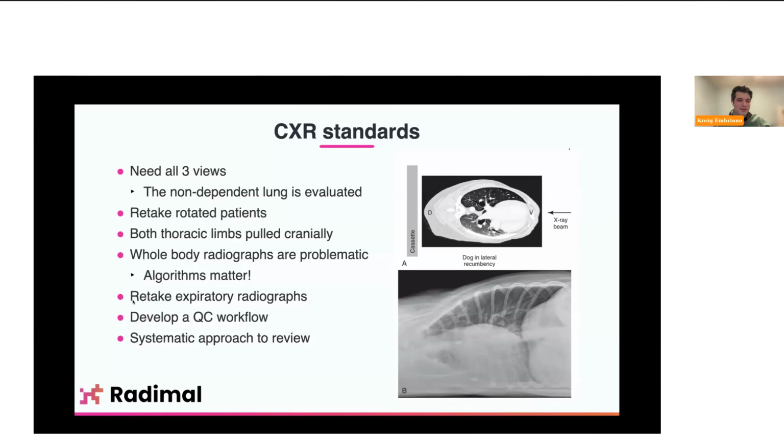Think about your workflow and how many steps you take to get from one side of the hospital to the other, and try to maximize that. And then, a systematic approach to review, just like you do your physical exam, you do it the same way every time. That's what you want to do with your radiographs as well.